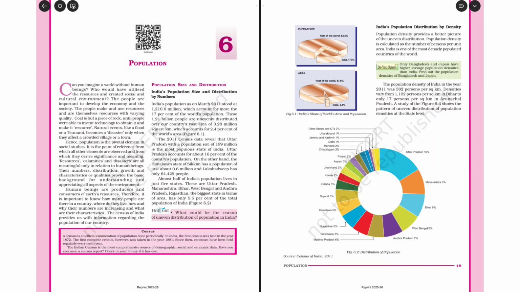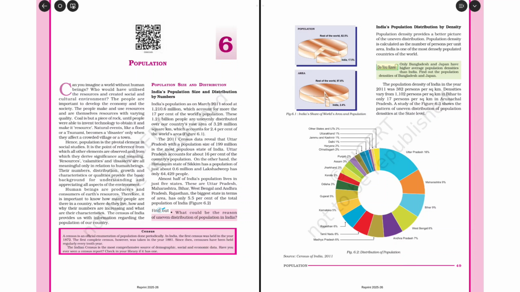The text notes the first attempt was in 1872, but the first complete one was in 1881. Think about the infrastructure, or lack thereof, in 1881. You don't have digital databases. You don't have motorized transport across much of the terrain. You have enumerators traveling by foot, by cart, across deserts and up into the Himalayas, meticulously recording data by hand.